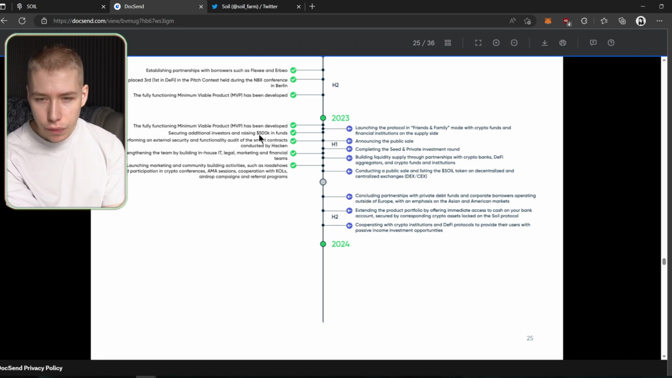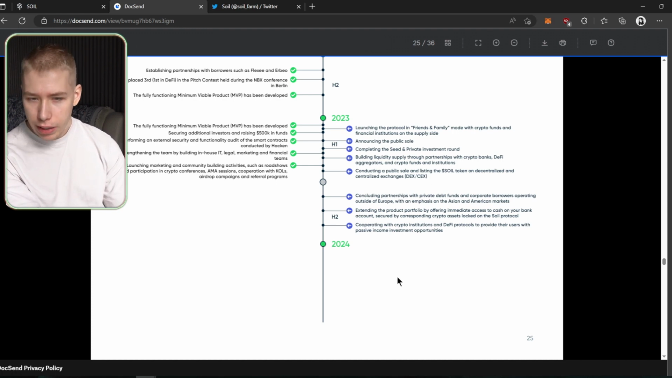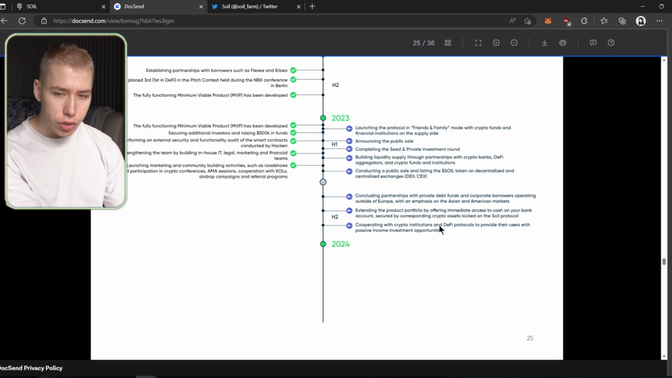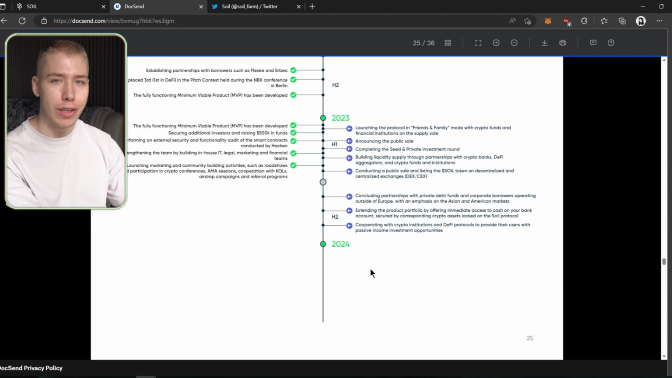Now for the future, for the rest of 2023, the first half, second half, and then the future. We're going to announce the public sale, build the liquidity supply, conduct a public sale and listing of the SOL token on centralized and decentralized exchanges, conclude partnerships, extend the product portfolio, and then cooperate with institutions and protocols to provide the users with passive income investment opportunities, meaning they got quite a lot planned for the rest of this year.